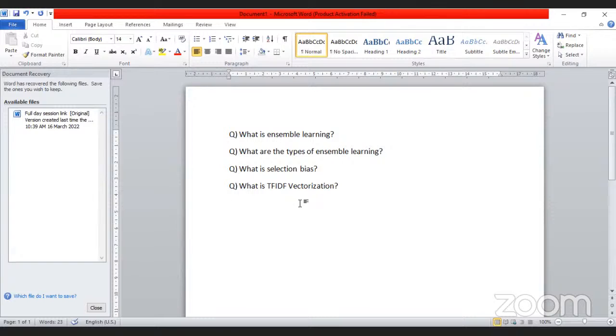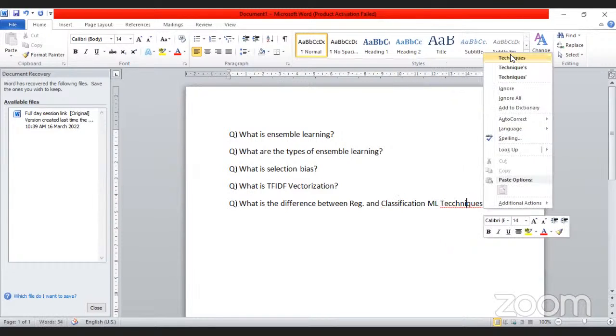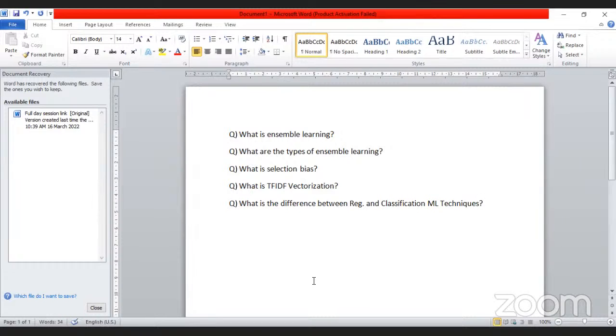So, we will go for today's next question: what is the difference between regression and classification ML techniques? I will write it down if you haven't understood. What is the difference between regression and classification ML techniques? Try to give an answer for this question. What is the difference between regression and classification?